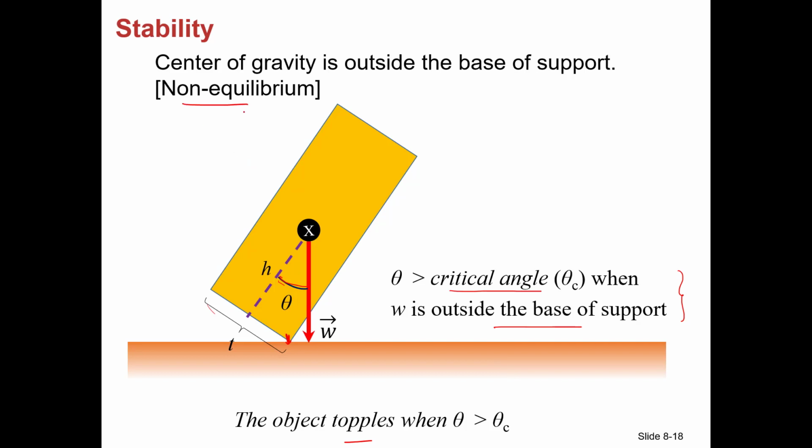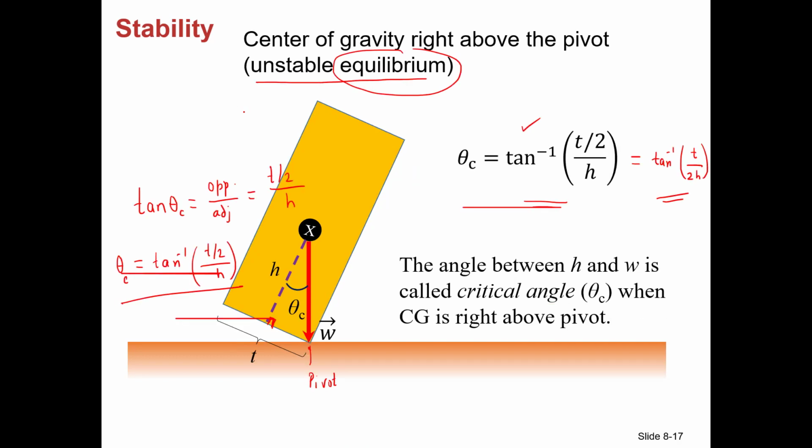Okay. So if you are asked what's the condition for an object to topple, the condition would be either the weight needs to be outside the base of support, or the angle is greater than the critical angle. So how do we make an object more stable? In order to make an object more stable, we need to increase this critical angle. The greater the critical angle, the more stable the object is. Okay.